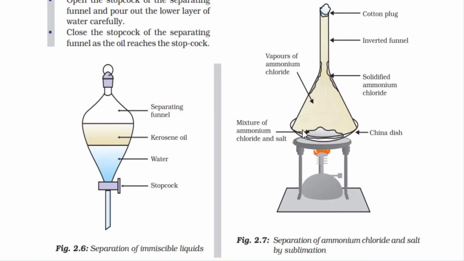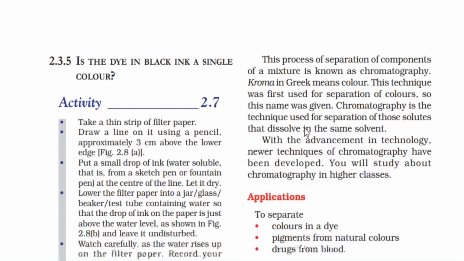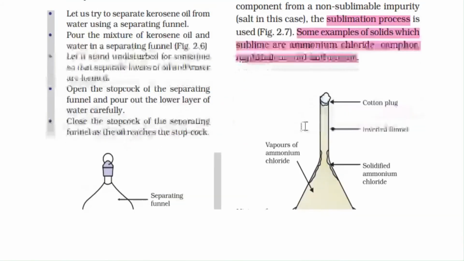This is a China dish, with a funnel inverted over it. You put a cotton plug at the top of the funnel. You cover the China dish with the inverted funnel. Now when you heat the China dish, the vapors of ammonium chloride come out. Ammonium chloride gets away by becoming vapor and the salt remains in the China dish. So we can separate the salt from the ammonium chloride mixture.